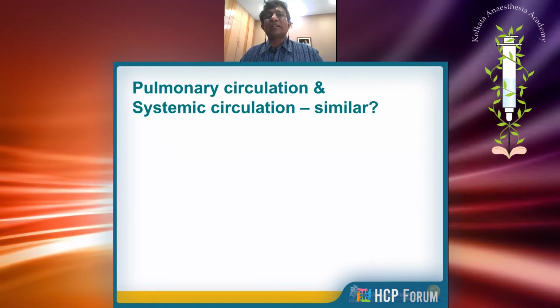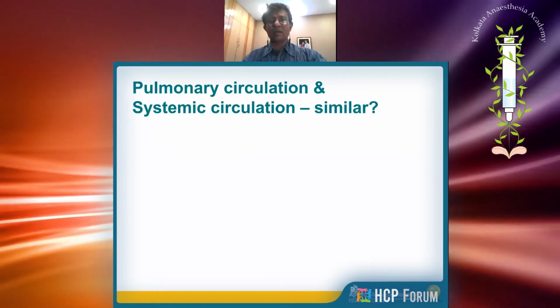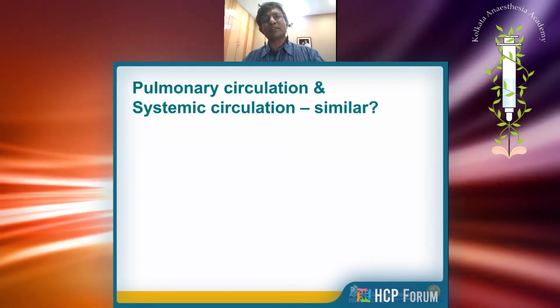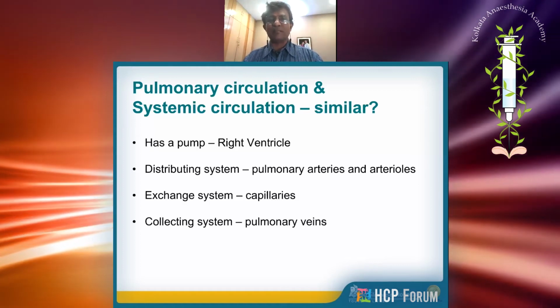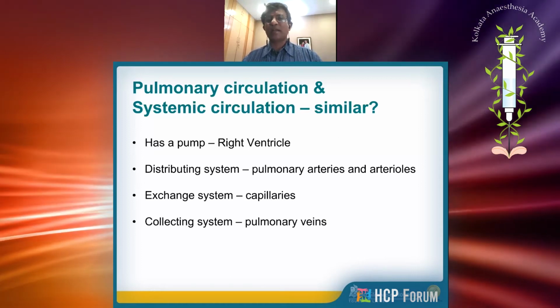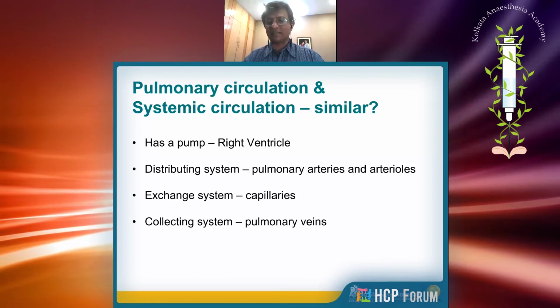Now, if you look at the pulmonary circulation, we have gone through the pulmonary flows, and now coming to the pulmonary circulation, the pulmonary circulation in some way resembles the systemic circulation. It also has a pump, in this case the right ventricle. It has a distributing system of the pulmonary arteries and arterioles, and a collecting system of the pulmonary veins, with the exchange system as capillaries.